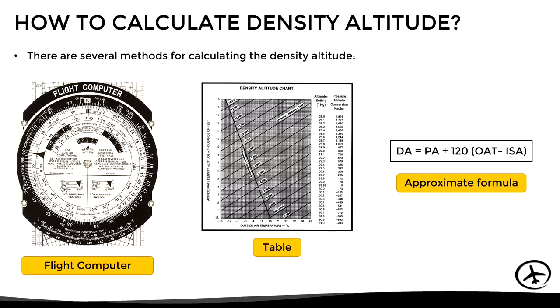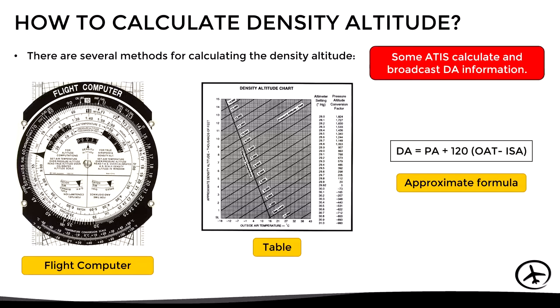It is important to mention that in some airports, the ATIS calculates and broadcasts the density altitude based on the current conditions. That way, the pilot doesn't need to calculate it manually. With this being said, let's see some examples of how to determine the density altitude using each of these methods. Let's begin with the flight computer.